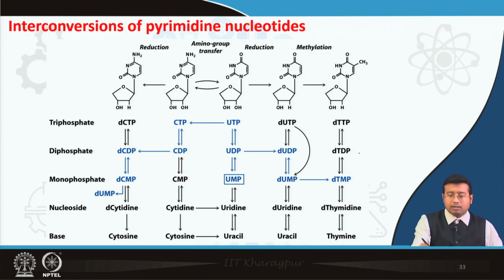You can see first we are forming a uridine product, then by reducing it we can form deoxy, dUMP actually, and by methylation we are forming thymidine, right. Again by transfer of an amino group from glutamine we are getting cytidine, and then we can again reduce it to form deoxycytidine, and similarly they can be converted to their mono and di and higher phosphorylated forms simply by kinases and phosphorylase enzymes.